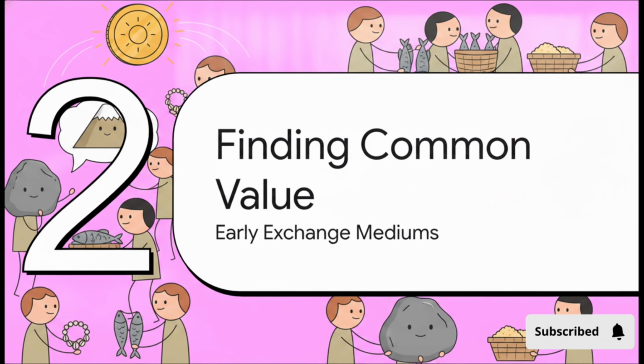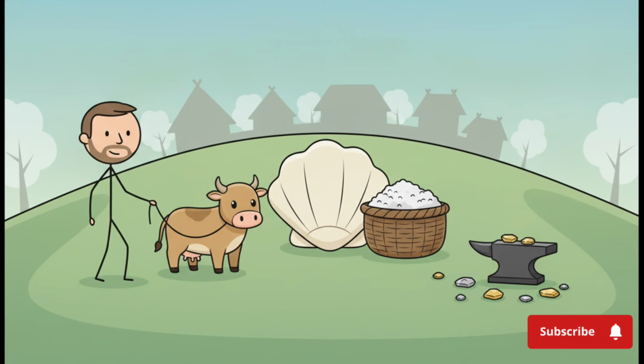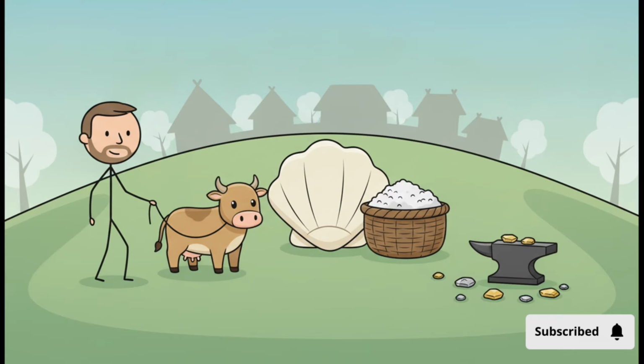Early exchange mediums. Well, as human communities grew larger and trade expanded, that direct matching system became far too slow and complicated. People urgently needed something that everyone could just agree had value. And that brings us to the very first forms of money. Ancient civilizations started using valuable, tangible objects as a medium of exchange. Things like shells, salt, cattle, and eventually pieces of metal. Why? Because they were vastly easier to trade, since a large majority of people already accepted that they were valuable.